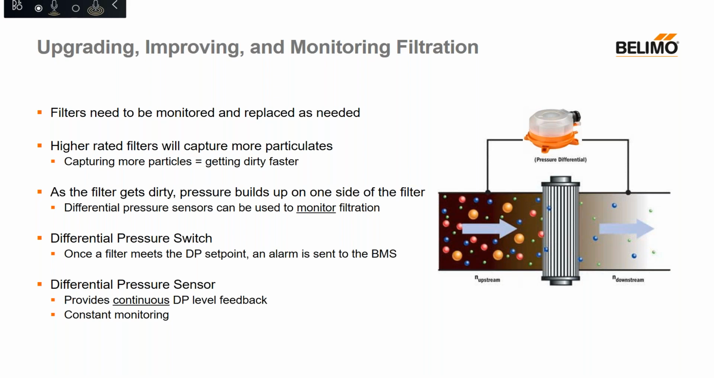So as the filter gets clogged, there's going to be a buildup of pressure on the upstream side of the filter, which is shown on the image here on the right. Differential pressure switches can be used to monitor and alert the BMS system when these filters need to be replaced. Specifically looking at Belimo's 01 APS pressure switch, you can set the differential pressure set point on the sensor itself, and when that set point is reached, of course, due to the filter being clogged, a relay is flipped and a signal is sent to the system saying, hey, maybe it's time to change the filter, or at least go out and take a look at the filter itself.